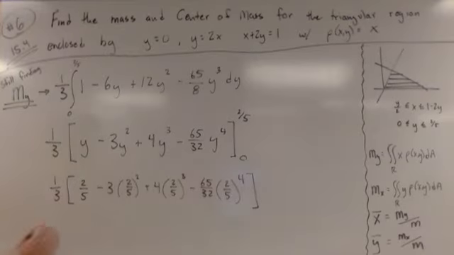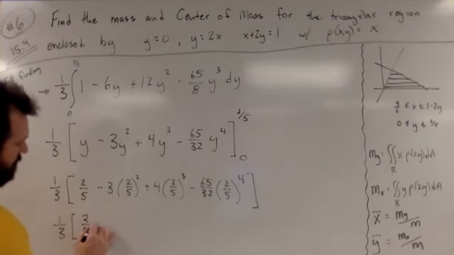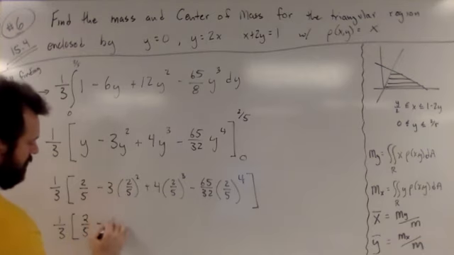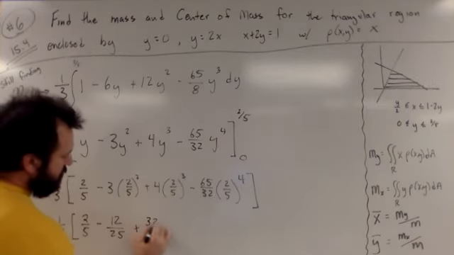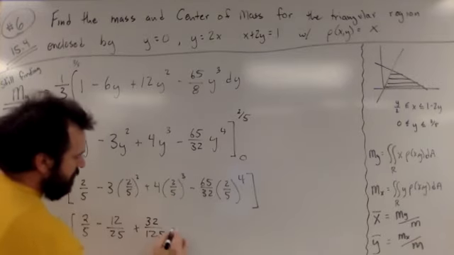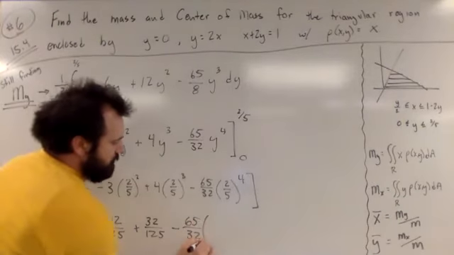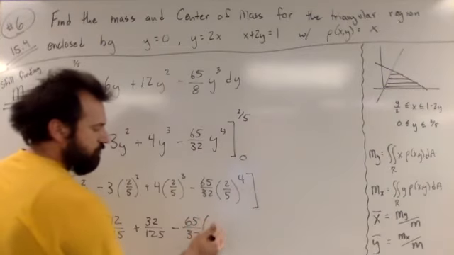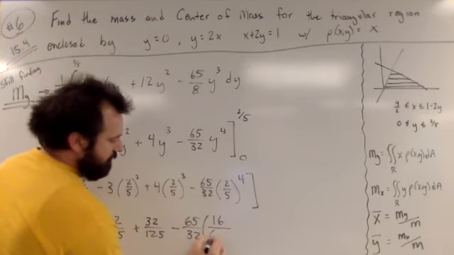So then one more step, 1/3, and I'm going to start simplifying. 2/5 minus, that's going to be 4/25, 4 times 3 is 12/25, plus that's 8 over 125, so that's 32 out of 125, minus here I'm going to have 65 over 32 times 2 to the 4th, which is 16, over 5 to the 4th, which is 625.